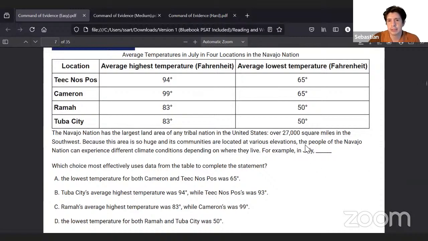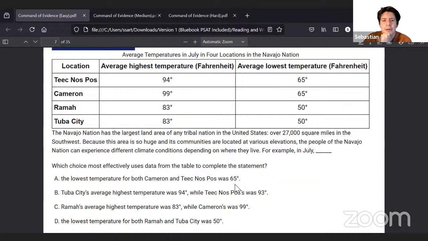So what happened in July? So this is all about July, and what are we comparing? Communities are located at various elevations. The people can experience different climate conditions depending on where they live. So I think we were looking for differences, right? The lowest temperature for both Cameron and Tinkanaka Pass was 65. That doesn't show that they're different conditions. Tuba City's average highest temperature was 94, while Tinkanaka Pass was 93. That's very close. So I don't think that totally does it.